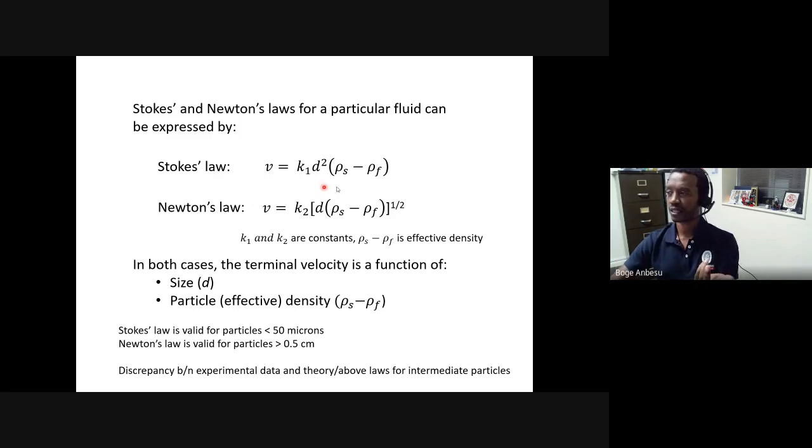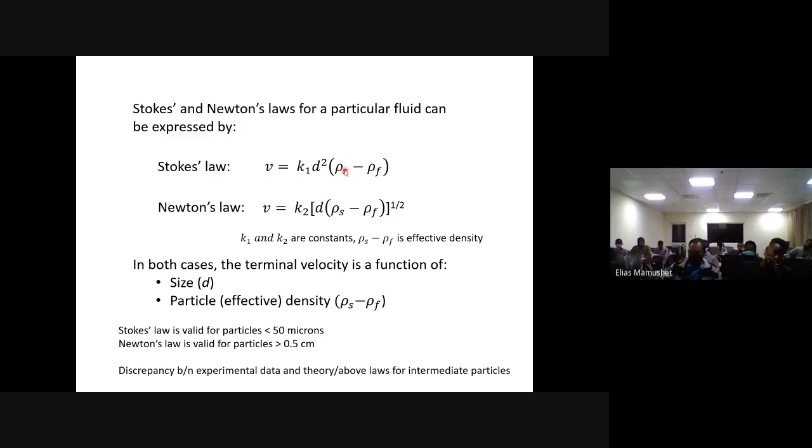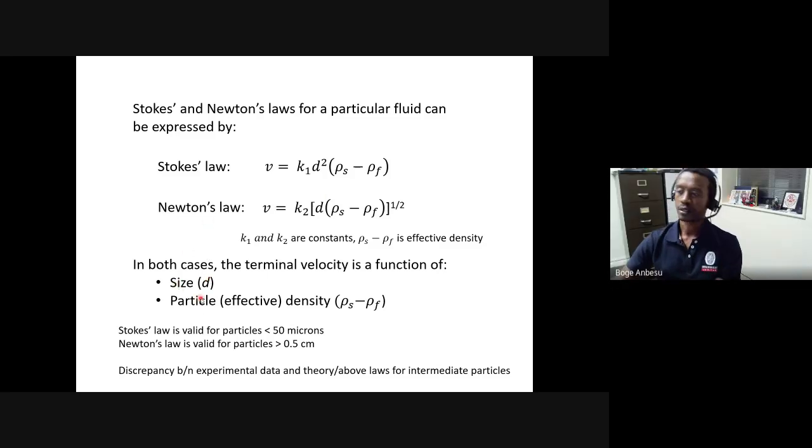The other factor is density. If particles are denser, terminal velocity is high. Okay, again, in this case, density becomes critical. So in any case, in both laws, the terminal velocity will depend either on the size of the particles or the density of the particles.